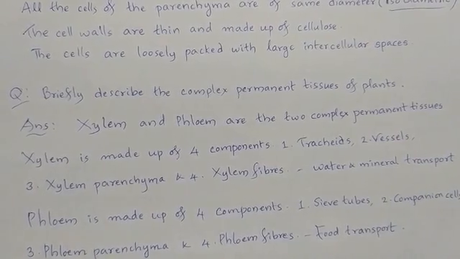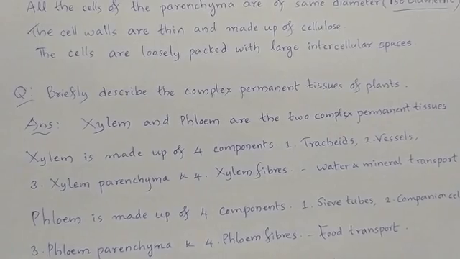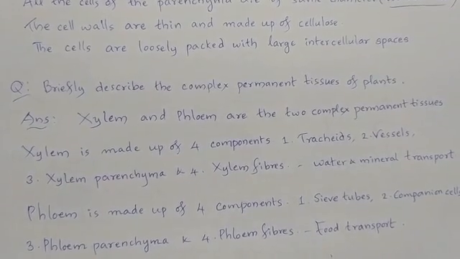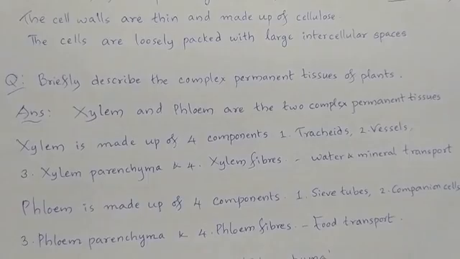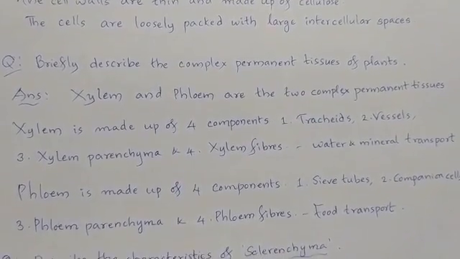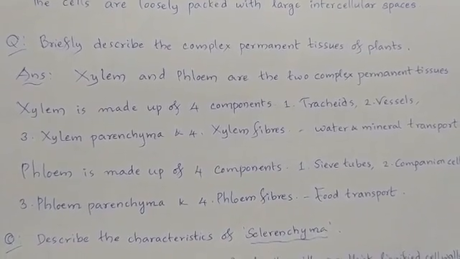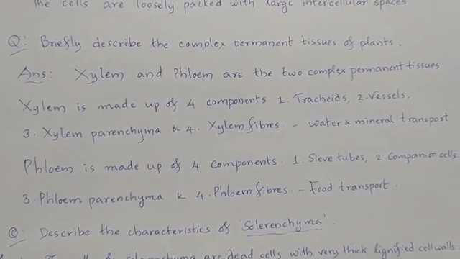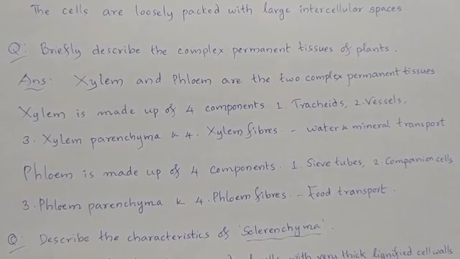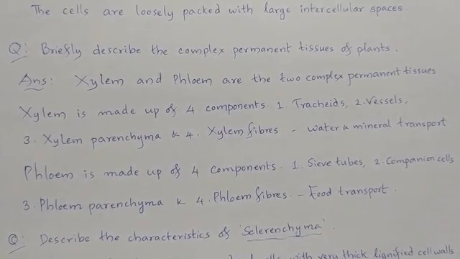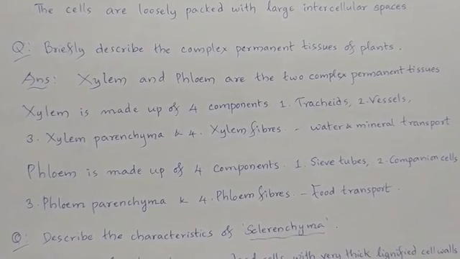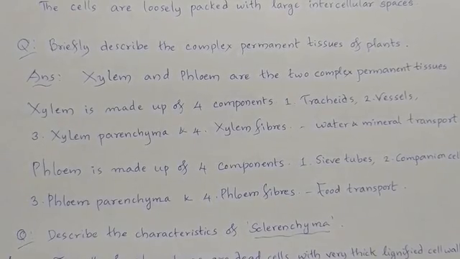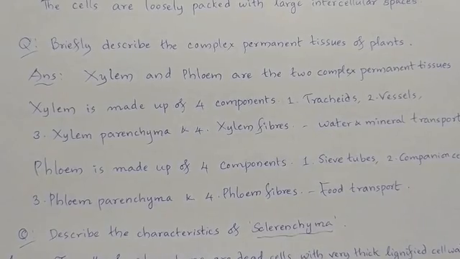Phloem is made up of 4 components. They are sieve tubes, companion cells, phloem parenchyma, and phloem fibers. Like how xylem is involved in water and mineral transport, phloem is involved in food transport. Whereas unlike xylem transport, phloem transport is bidirectional transport. When the plant is having full of leaves, then the transport by phloem is in the downward direction, and when there are no leaves, all leaves got shed off, then the phloem transport will be in the upward direction.